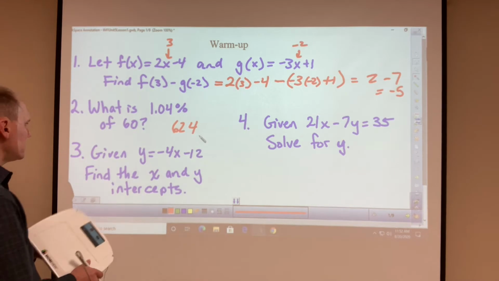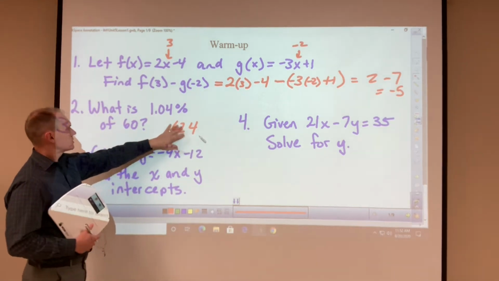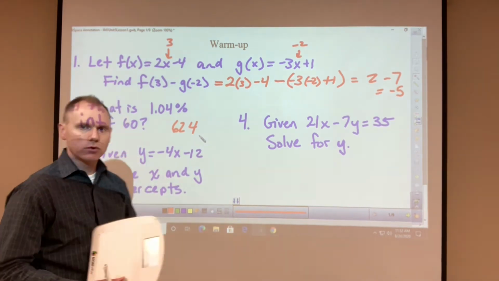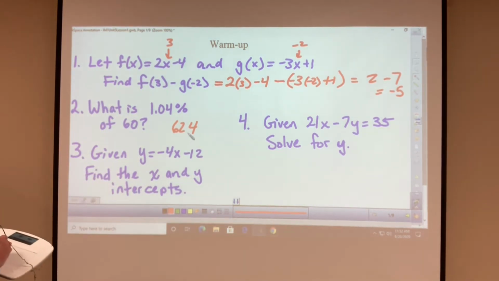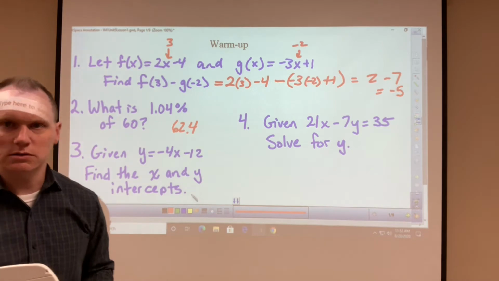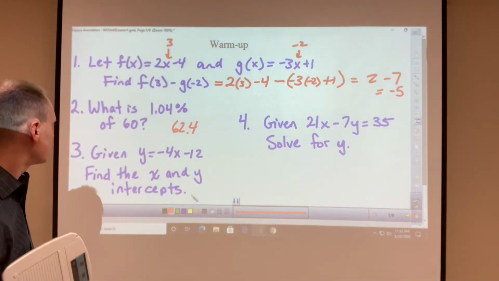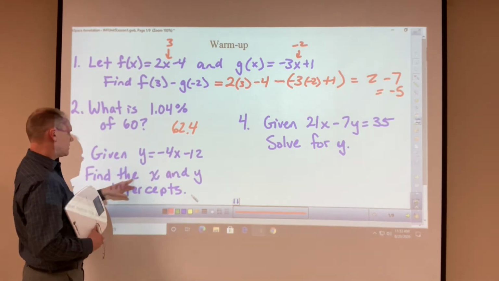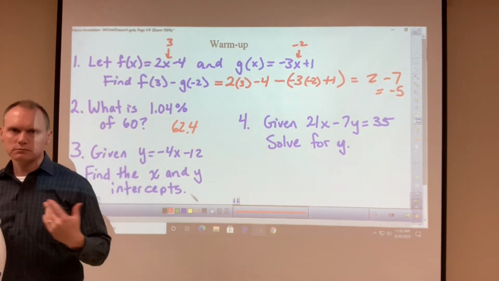But that's way too much because again we're just increasing by 4%. So we need to move that decimal and get 62.4, which makes a whole lot more sense there. So 62.4. Number 3, given y equals negative 4x minus 12, find the x and y intercepts.